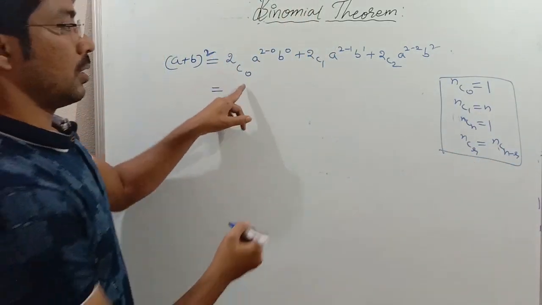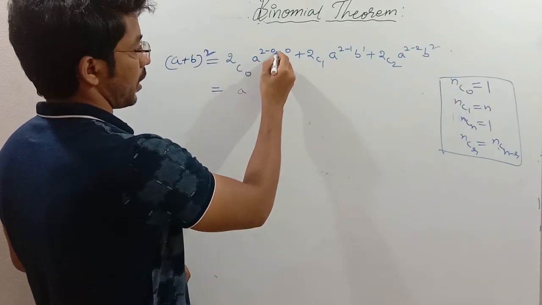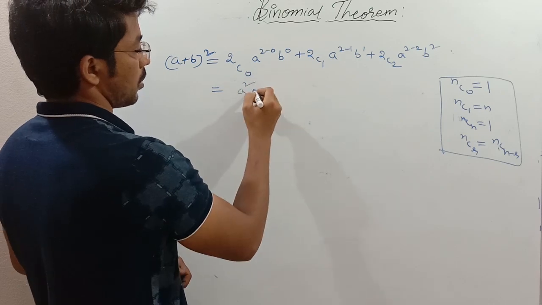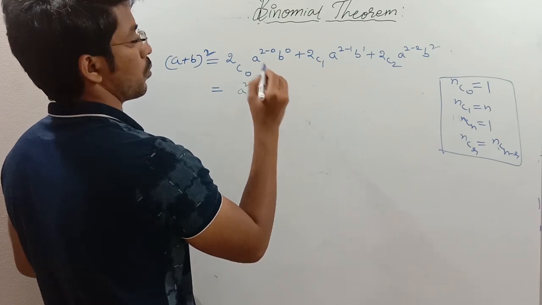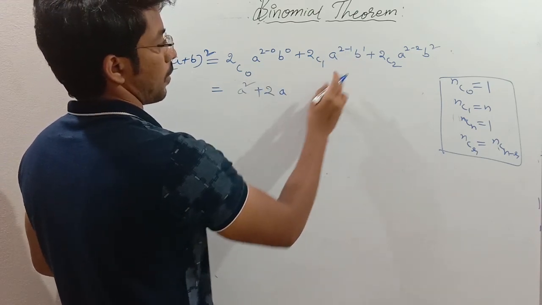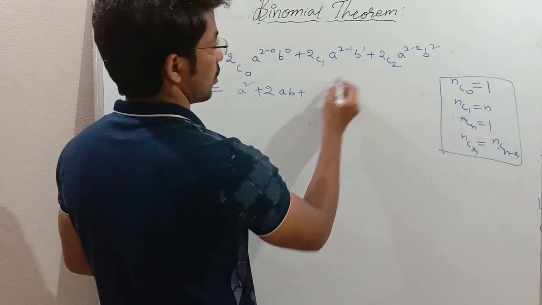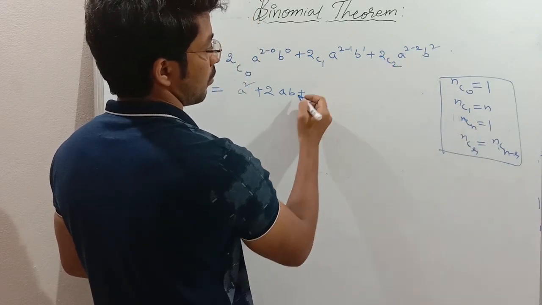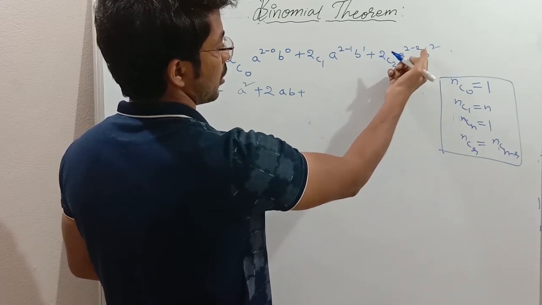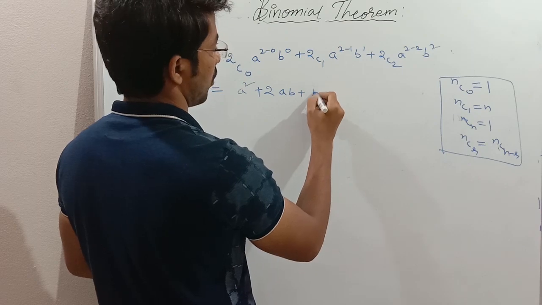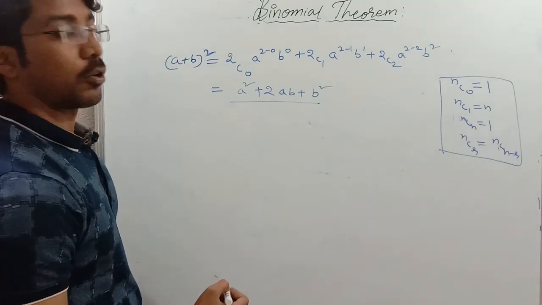Now 2C0 is nC0, whose value is 1, so a^(2-0) is a square, b^0 is 1, so leave it as it is. 2C1 is nC1, which is equal to n, so 2, a^(2-1) is a, b^1 is b. 2C2 is nCn, which is equal to 1, so leave it. Next, a^(2-2) is a^0, which is 1, so leave it, b square. So this is the formula we derived from the binomial theorem.